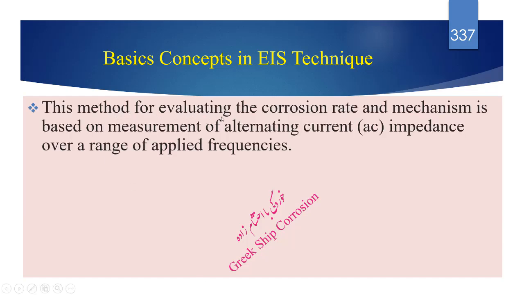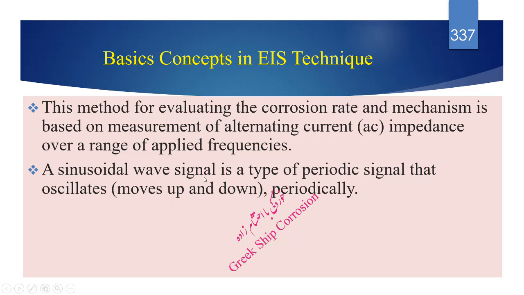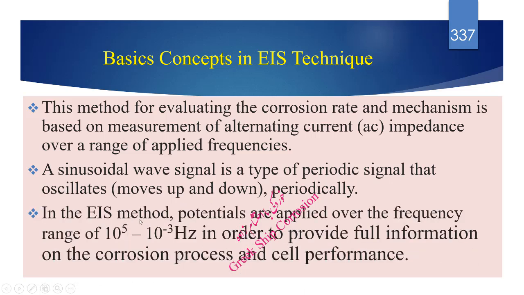This method for evaluating the corrosion rate and mechanism is based on measurement of alternating current impedance over a range of applied frequencies. A sinusoidal wave signal is a type of periodic signal that oscillates, moves up and down periodically. In the EIS method, potentials are applied over the frequency range of 10^5 to 10^-3 Hz in order to provide full information on the corrosion process and cell performance.